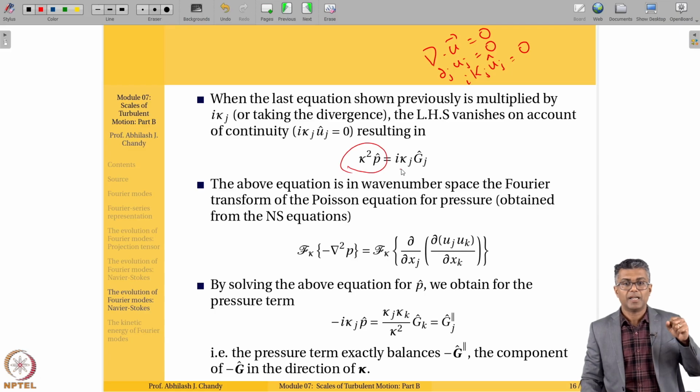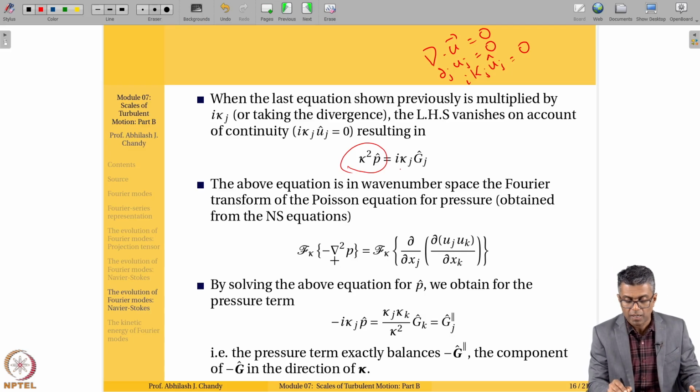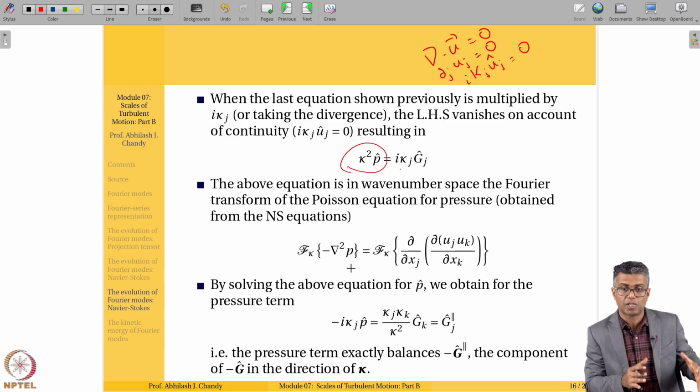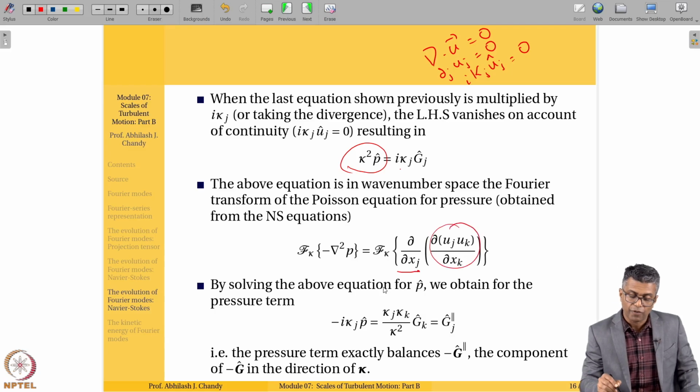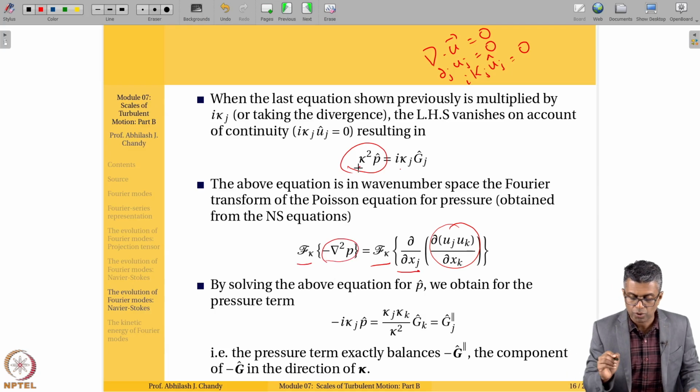And like I said, the above equation, this equation here, is in wave number space the Fourier transform of the Poisson's equation. Because this is the Poisson's equation, right? Minus del squared p is del xj of del xk uj uk. This is the nonlinear term, the derivative of that. The Fourier transform of it would be equal to, this is the Laplacian of pressure and the Fourier transform of it. Isn't it? So if you take a Fourier transform of your Poisson's equation, you should get this.